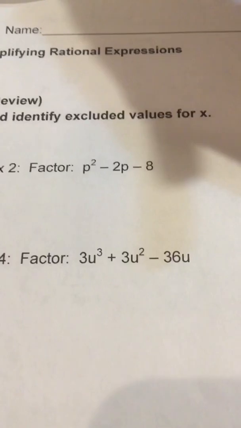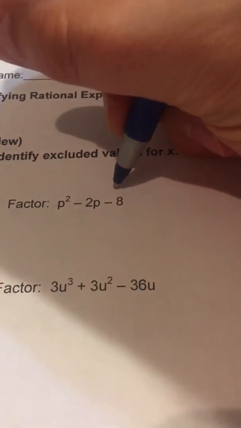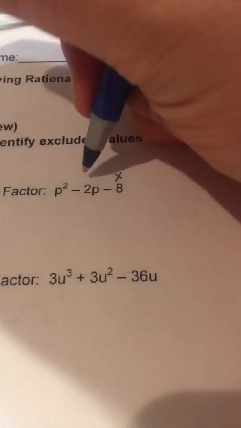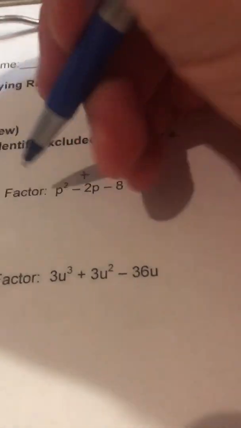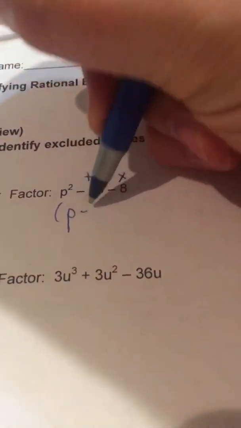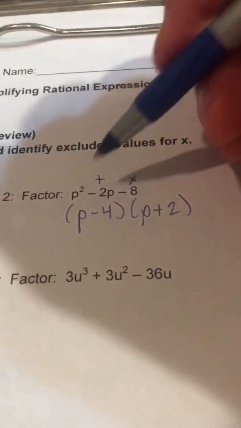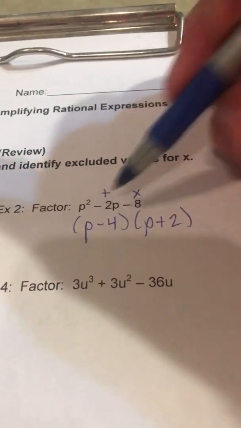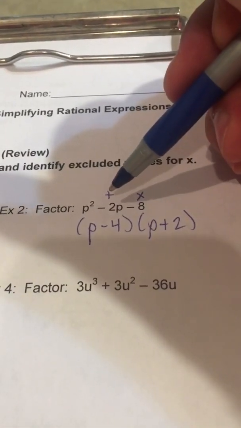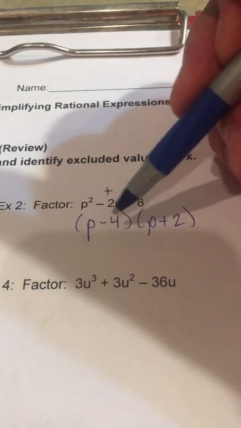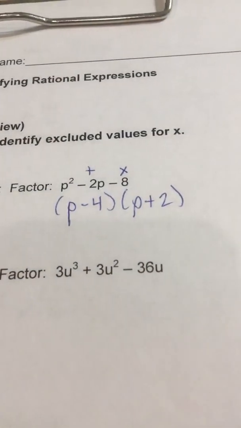Example 2. This one does not have a greatest common factor, so how do you factor this? Remember, I'm looking for numbers that multiply to give me the back number, add to give me the middle number. Multiply to give me -8, add to give me -2. So that would be p minus 4 and p plus 2. And the order doesn't matter, but the bigger number had to be negative, so that they had to give me a -2. They multiply to give me -8, they had to give me -2. And remember, you could always FOIL this. You can multiply this back and work it out. It should get you back to the problem you started with.